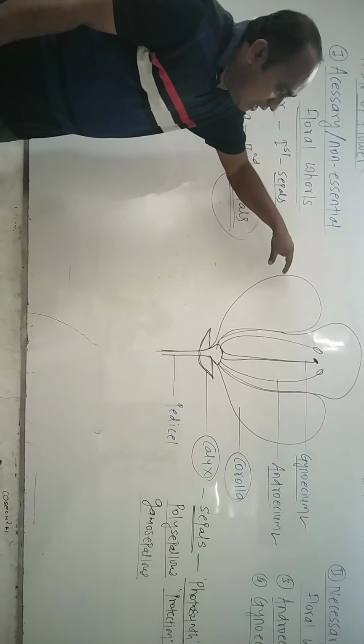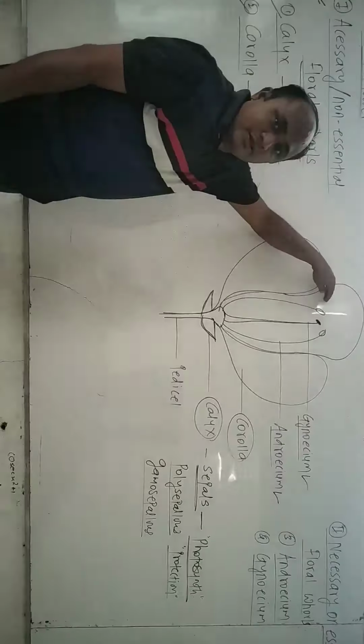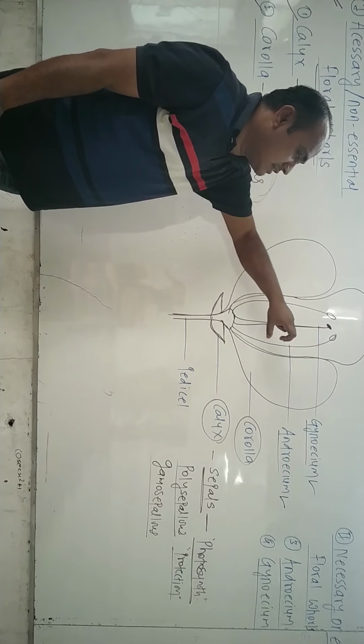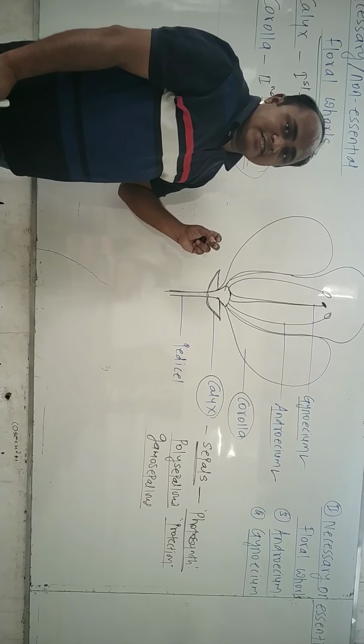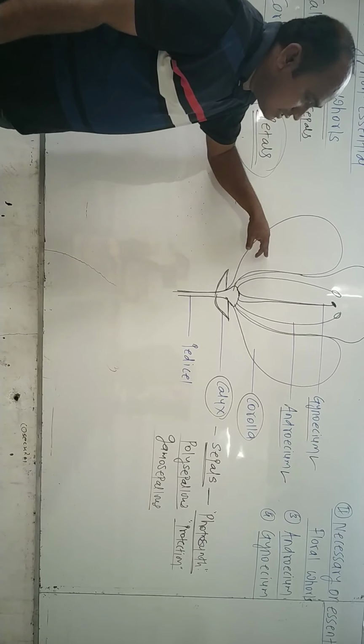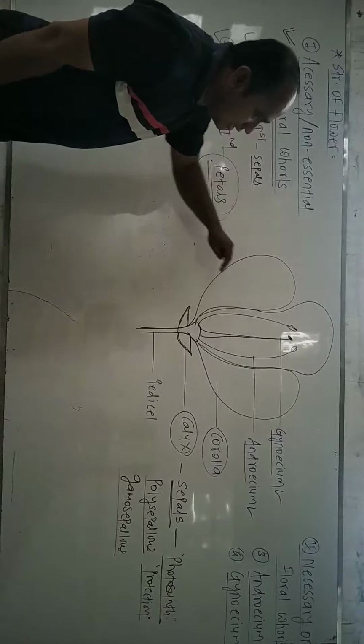Then these are differently or brightly colored in nature. That's why they help in the attraction of insects, attraction of flies. Means they help in insect pollination. Is it correct? And second, they protect.